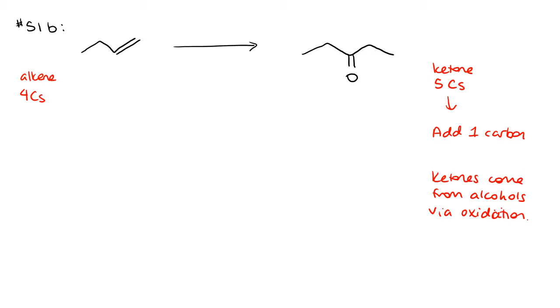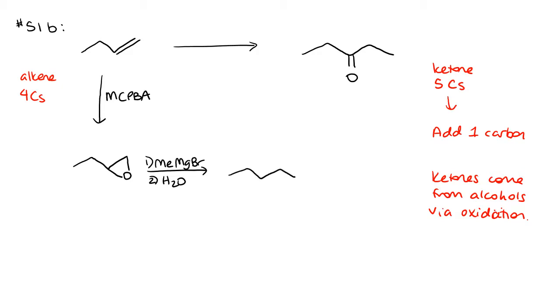Okay, so we can go through the same process as we saw in the previous step. We can go ahead and turn the alkene into an epoxide. We can treat it with a Grignard reagent to add 1 carbon, followed by water to protonate the alcohol. Then we can use an oxidizing agent to oxidize our secondary alcohol into a ketone.